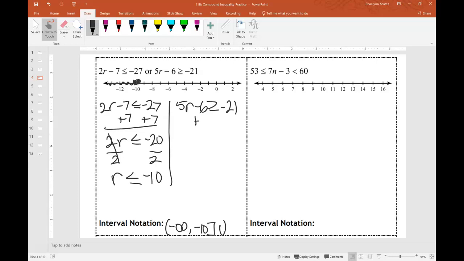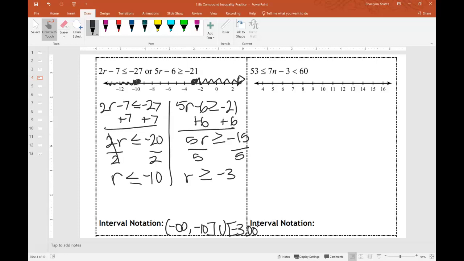Then right here I'm going to add 6 to both sides. I get 5r is greater than or equal to negative 15. Then I would divide both sides by 5. I get r, and I didn't divide by a negative, so everything stays the same. r is greater than or equal to negative 3. So then we're going to put a solid dot on negative 3, pointing to the right. And it's going to be bracket negative 3, comma, infinity, close parenthesis.